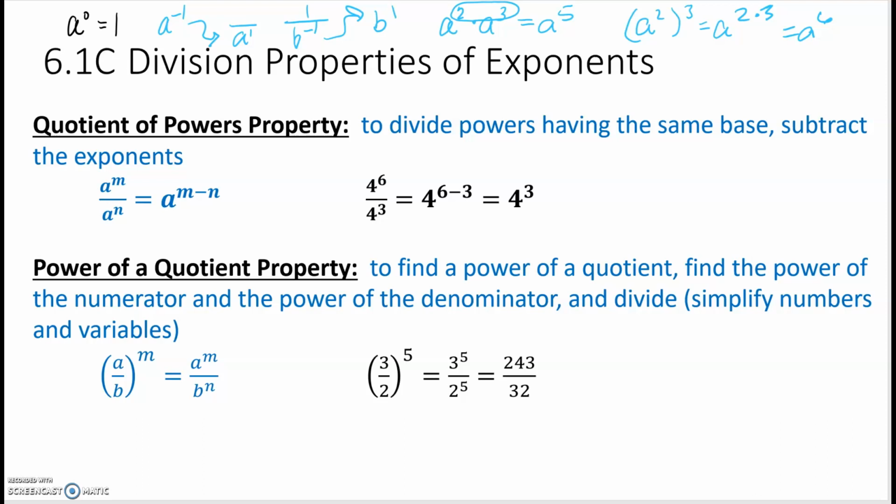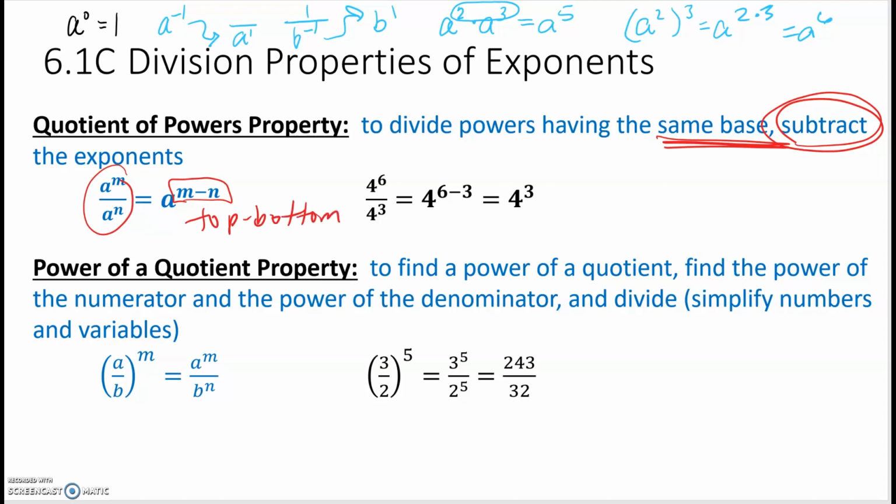Okay, what we're going to do today is talk about the division properties of exponents. So if I divide something that has the same base, I am subtracting my exponents. So I have a to the m over a to the n, so I'm subtracting m minus n, so top minus bottom. Okay, so for my number example, I have 4 to the 6th over 4 to the 3rd. So I have 6 minus 3 as my exponents, so I have 4 cubed. Which, remember, you can type into your calculator and you end up with 64 as your answer there.